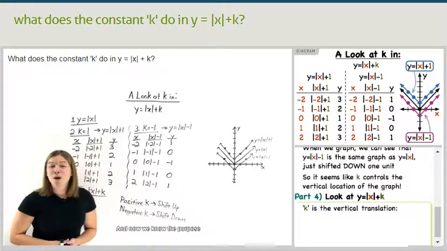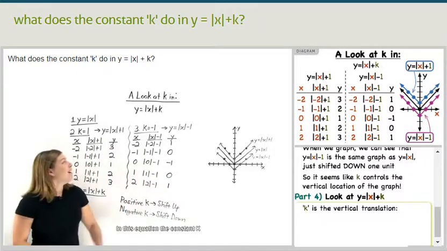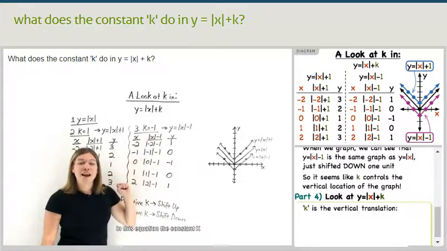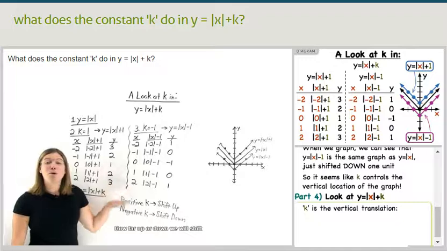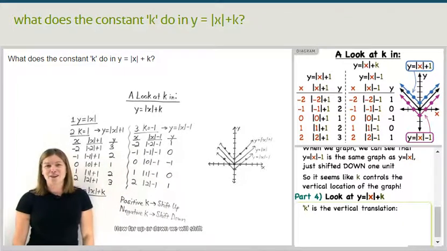And now we know the purpose of that constant k. In this equation, the constant k determines the vertical translation. How far up or down we will shift our graph on the coordinate plane.